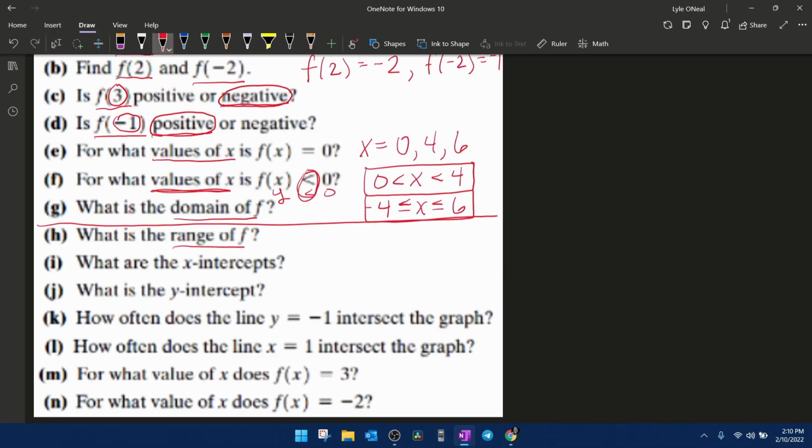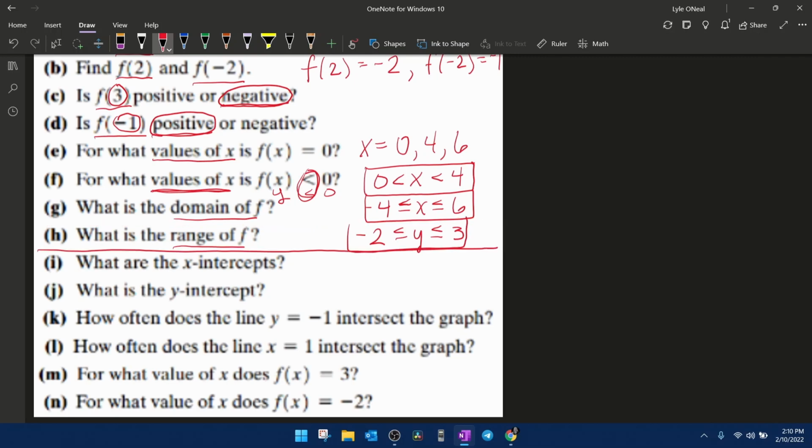So again, as an inequality, -2 less than or equal to y. Again, backwards, this says y is greater than or equal to -2, but y has to be less than or equal to 3. And that is the range written as an inequality.